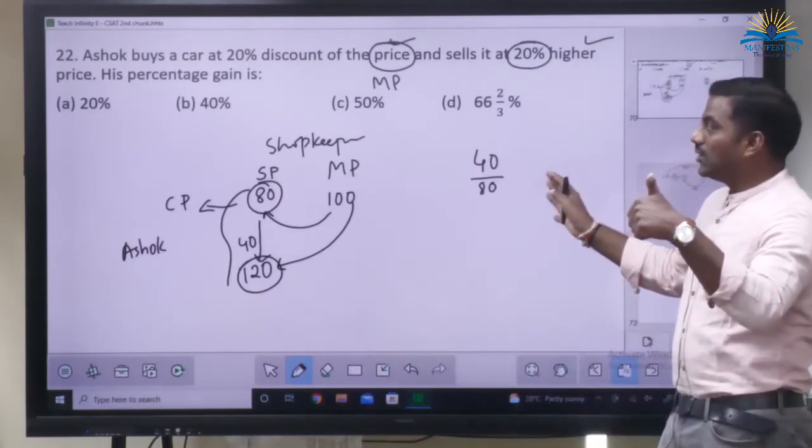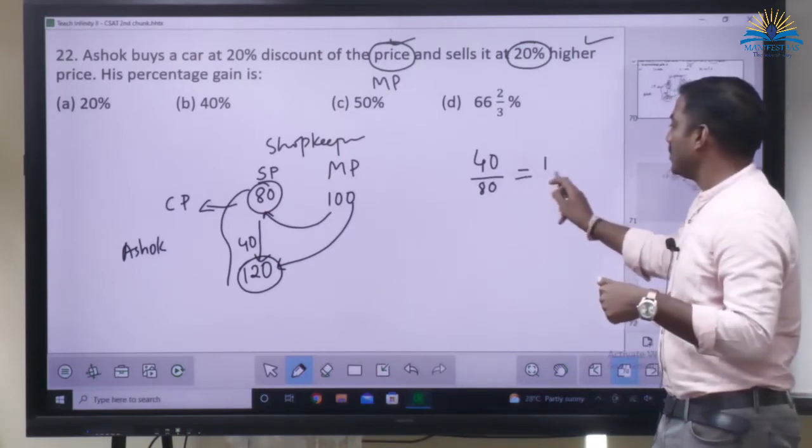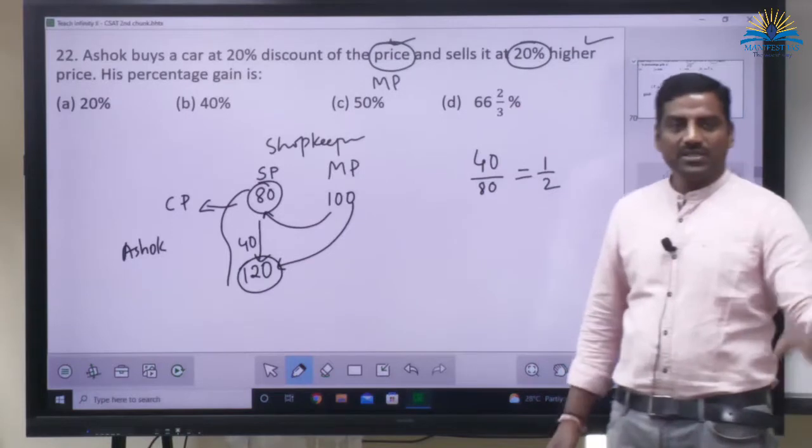Now you understood what the profit margin is here? 40 by 80, 1 by 2, that is 50%. Done.